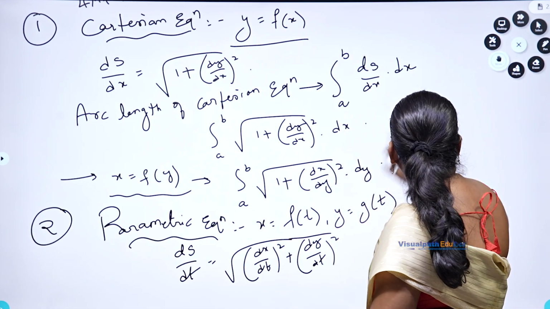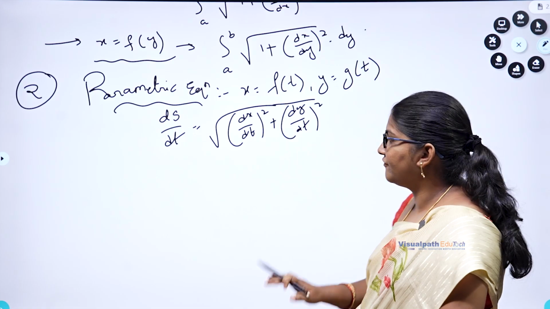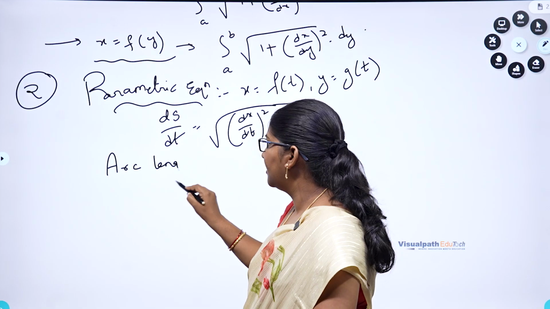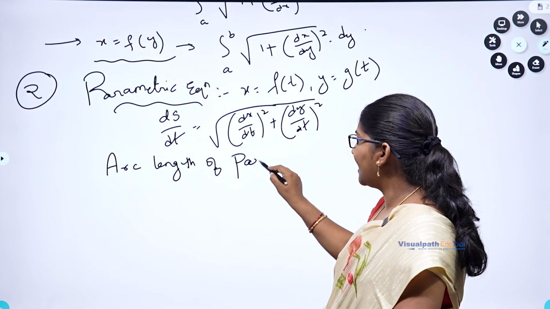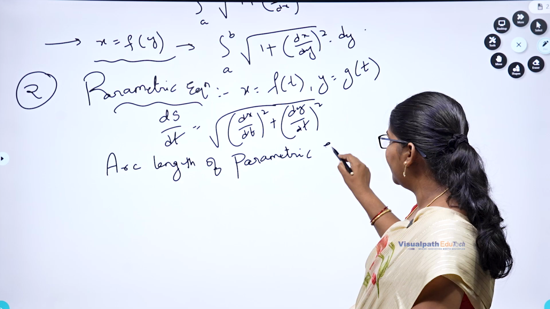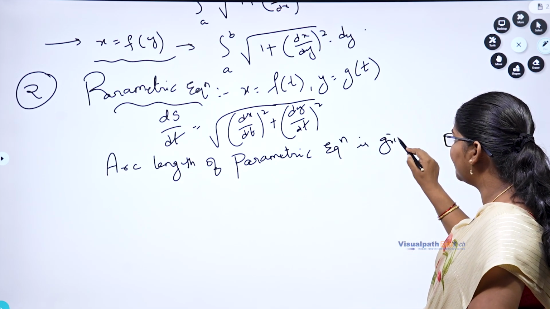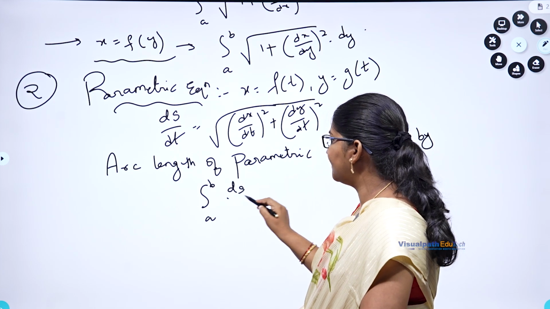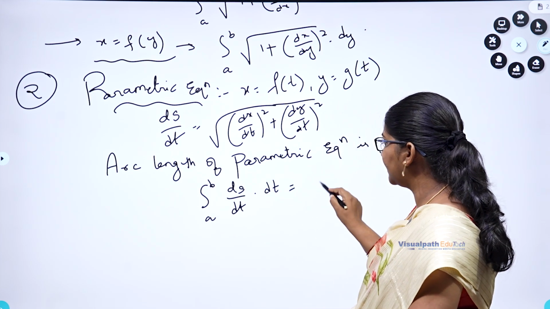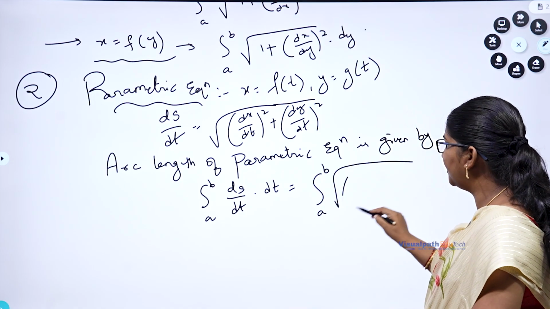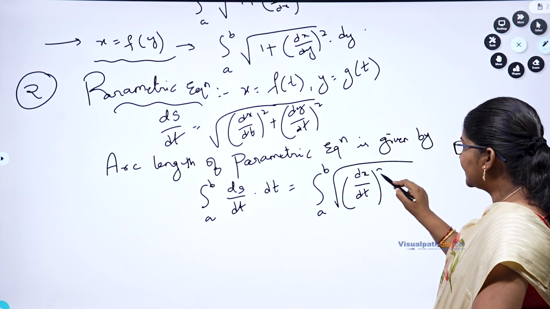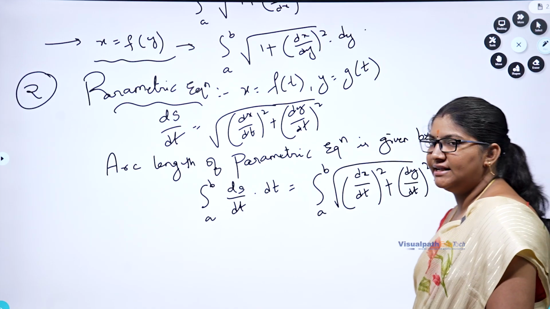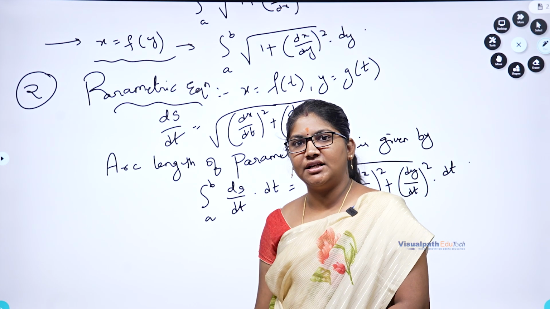This is the length formula for parametric equation. Whereas arc length of parametric equation is given by integral a to b ds by dt into dt. That is nothing but integral a to b under root dx by dt whole square plus dy by dt whole square into dt. This is arc length for parametric equations.